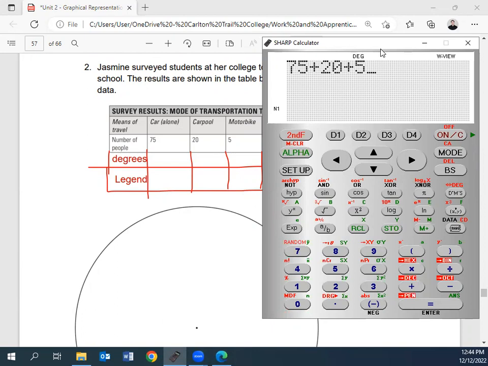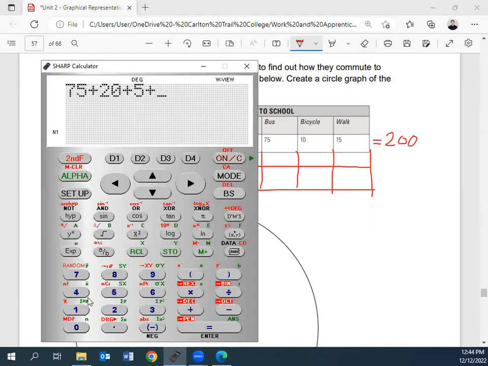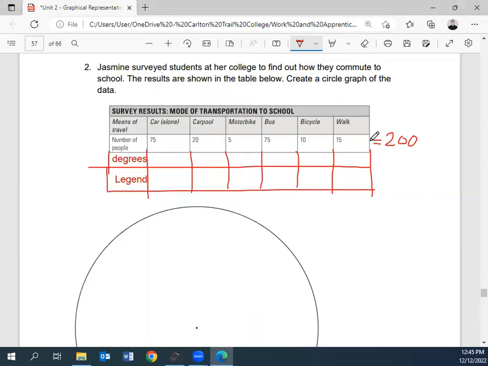Plus 5 plus 75 plus 10. Plus 10 plus. Okay, oh no, it is 200. So it's just 200 people in total, right? Cool. So I now know how many people there are.